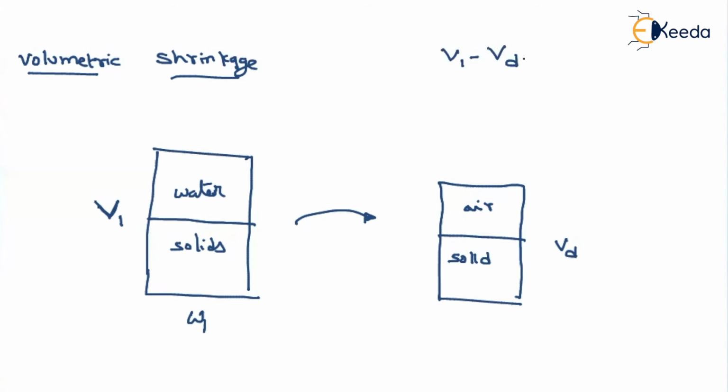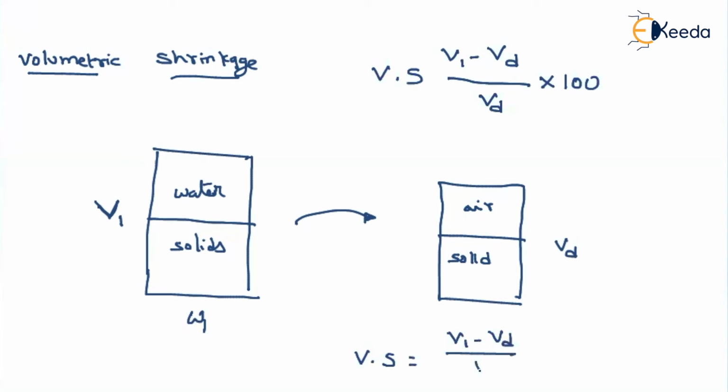We are finding the percentage with respect to the shrinkage limit. At the shrinkage limit, the volume of the sample is VD. If you are expressing it as a percentage, multiply by 100. So volumetric shrinkage is nothing but (V1 minus VD) divided by VD into 100. That means if we know the water content present in the soil sample, then depending on that, we can understand the change in volume that occurred in the soil mass.